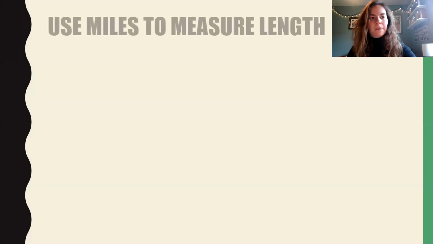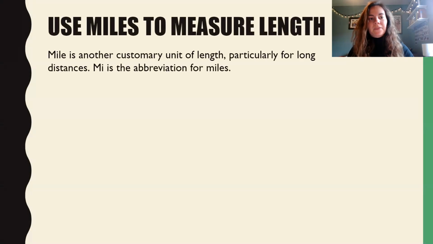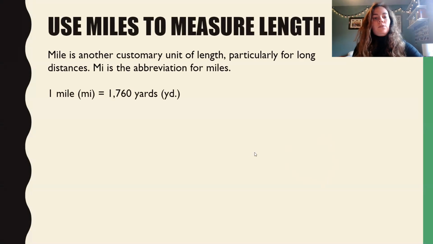Okay. So today we're going to be using miles to measure length. So mile is another customary unit of length, particularly for long distances. MI is the abbreviation for miles. So if you see that on anything, that's what that means. So here's some conversion information for you. This will be useful for your assignment today. So maybe write it down so you don't forget.